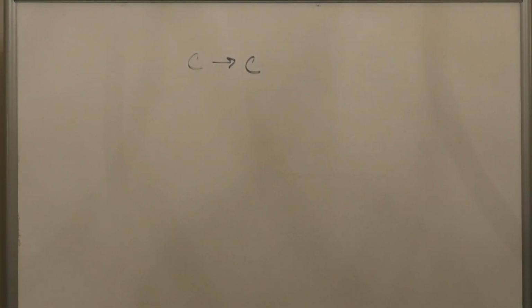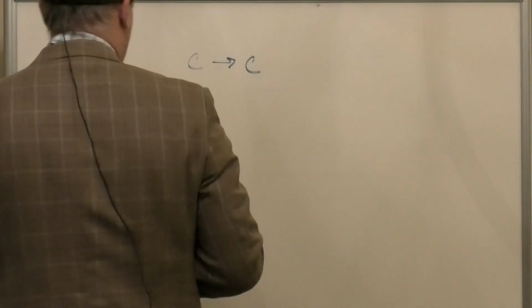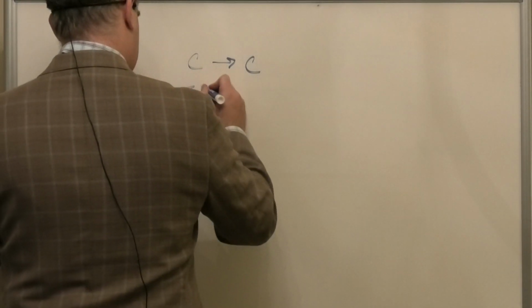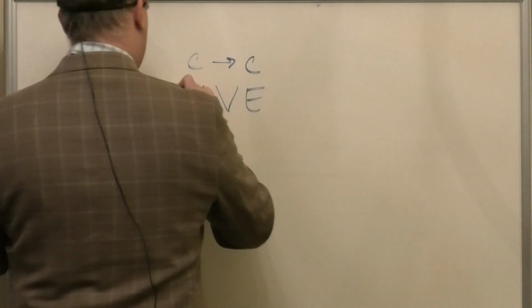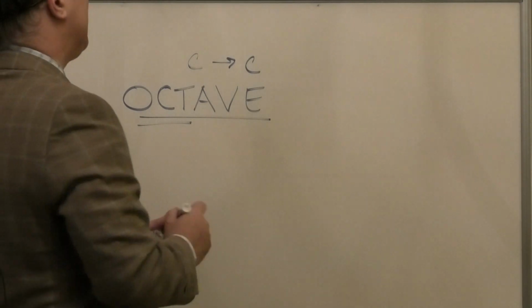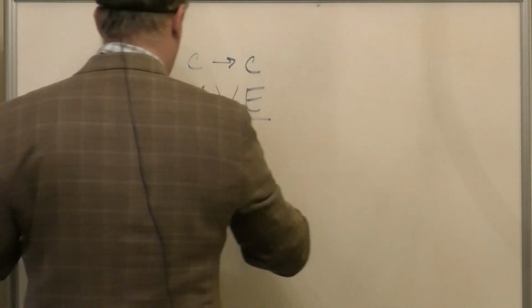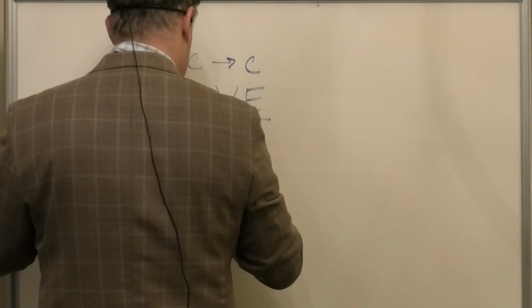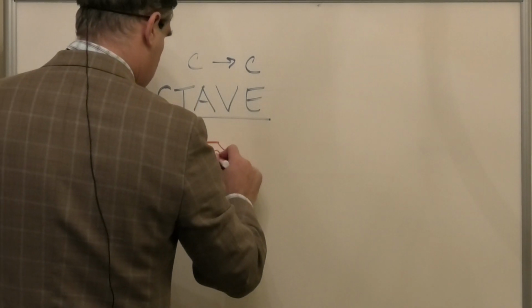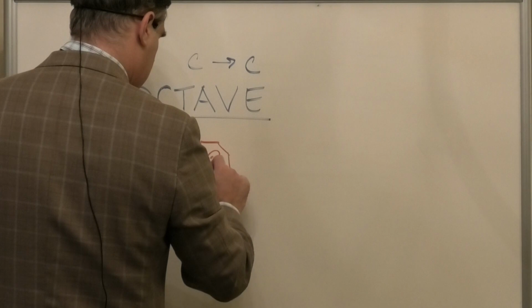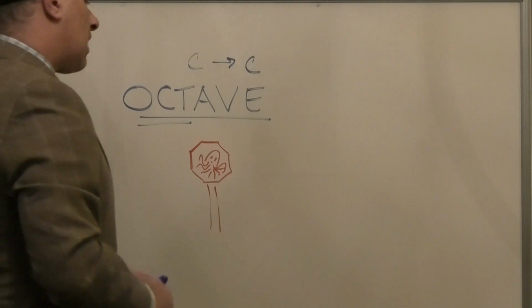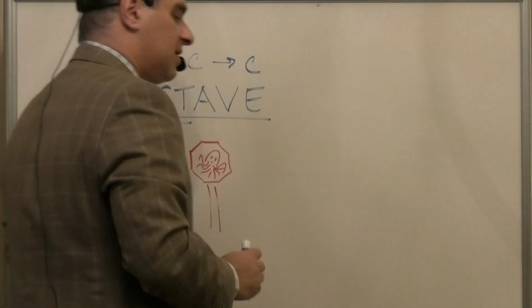From C to C is an octave. An octave is the word that you'll probably hear the most during your musical career. Very important. Octave. Oct means 8. So that's why we call it an octave. There we have an octopus and a stop sign. Oct means 8. So from C to C is an octave.